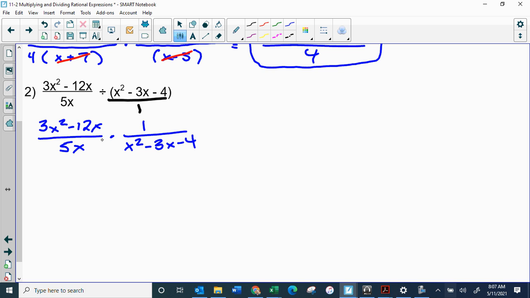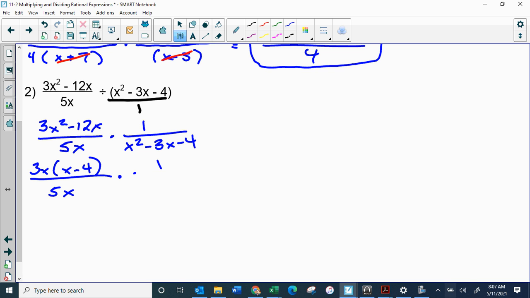Let's factor this. In the top, I can factor out a 3. This kind of looks like a difference of squares, but 12 is not a perfect square. Actually, I can factor out a 3x. Excuse me. I'm sorry, hopefully I didn't blow out your eardrums. So divide out a 3x. That leaves me with x minus 4. Can't do anything with the 5x, so I'll leave that there.